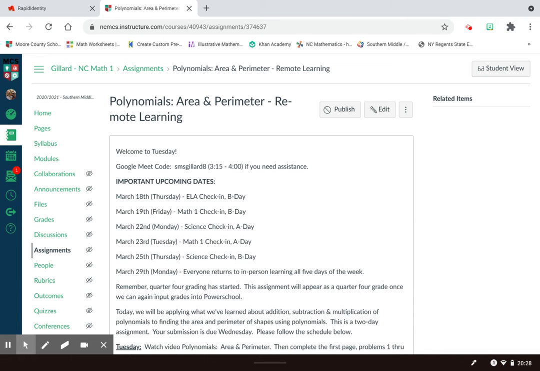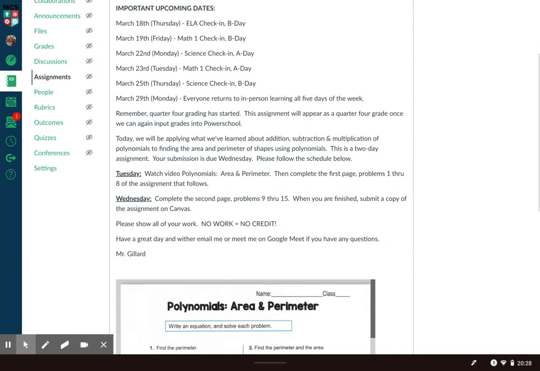Here's your Canvas post for the day. I'm not going to take the time to read it all because I believe you can do that for yourselves. But do look very carefully at your schedule for the next 2 days. This is a 2-day assignment. There's part of it for you to do today on Tuesday, and then the next part for you to do on Wednesday, and then you can submit everything to me on Wednesday through Canvas.